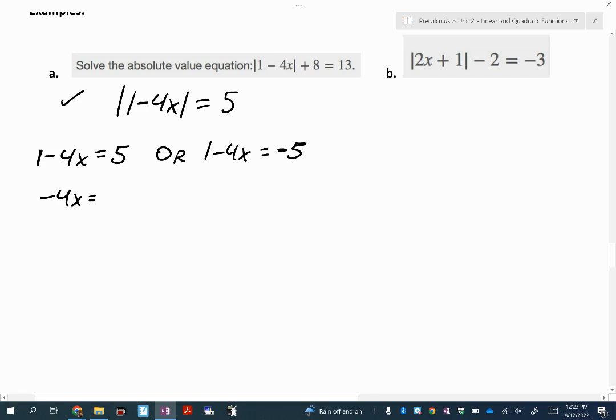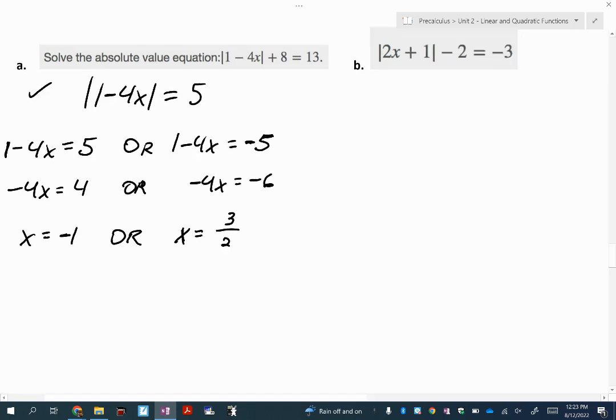So negative 4x equals 5 minus 1, which is 4. Or negative 4x equals negative 5 minus 1, which is negative 6. You get x equals negative 1, or, simplifying here, positive 3/2. Again, you always want to check, but in this case, I'm not really worried about checking, because if I plug these into the absolute value, I still am going to get 5 once I take the absolute value. So no issues there.